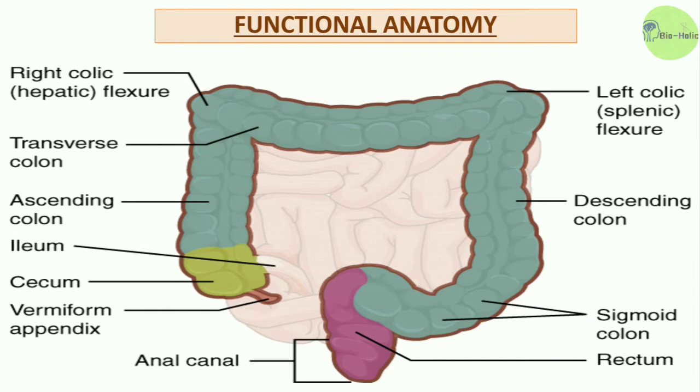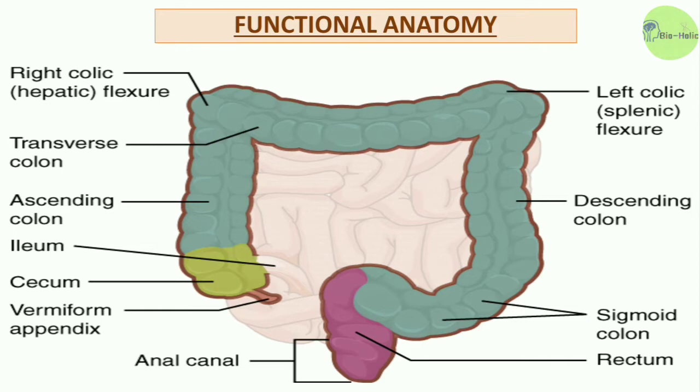It is U-shaped. The descending colon extends from the left splenic flexure to the pelvic inlet below. Now the sigmoid colon begins at the pelvic inlet as a continuation of the descending colon and joins the rectum in front of the sacrum. The last one is the rectum, which descends in front of the sacrum to leave the pelvis by piercing the pelvic floor.